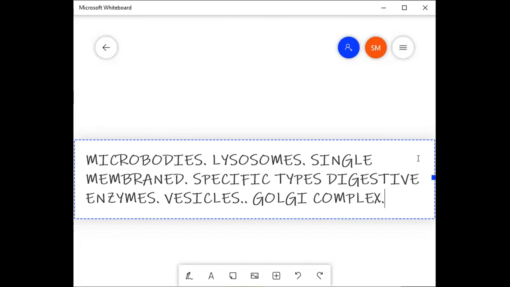Now look at this. This is a similarity with the lysosome. The lysosomes are single membrane structures. They have specific types of digestive enzymes. However, the enzymes are different from those enzymes present in the lysosomes, but they carry out special types of functions. Then these are vesicular structures. Vesicular structures means that they are soft membranous structures which contain special types of liquids, and they originate from the Golgi complex. Let me go back to the presentation now.